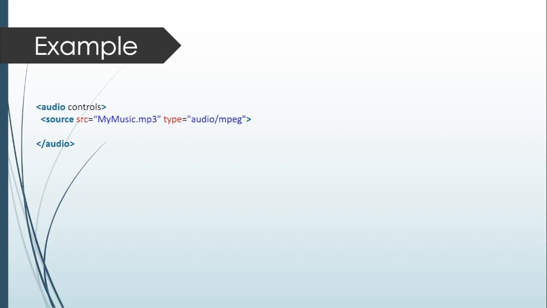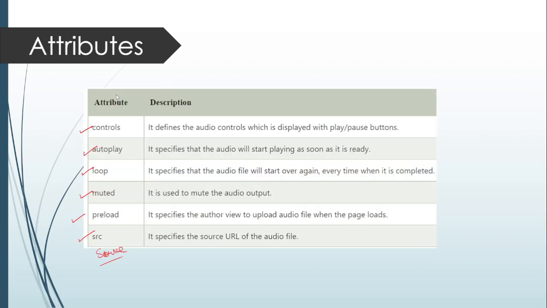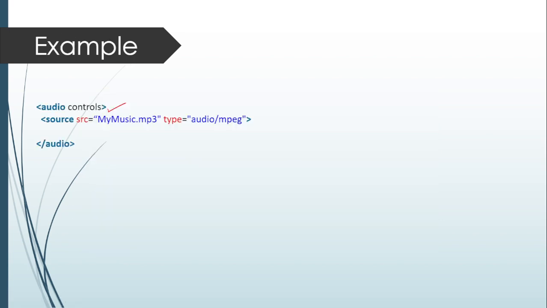Next, we have the example of the audio tag. Every time we need to use audio controls. Controls is the first attribute we have discussed. So every time you need to write audio controls.